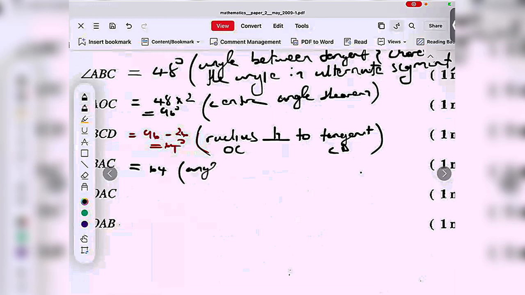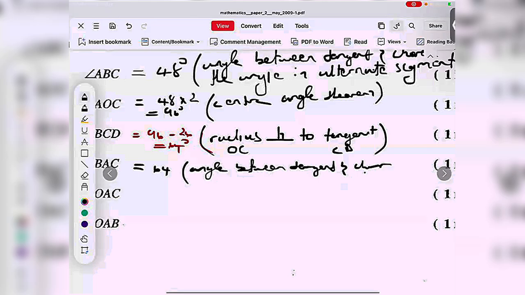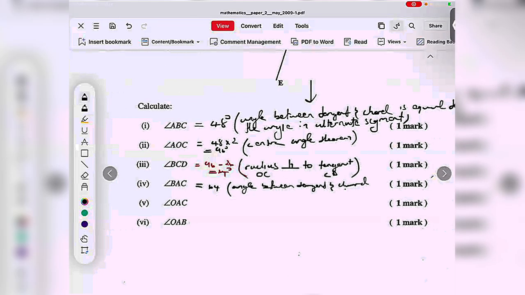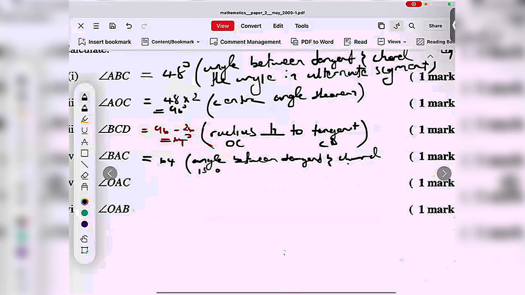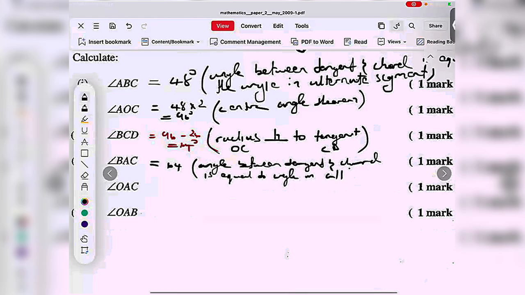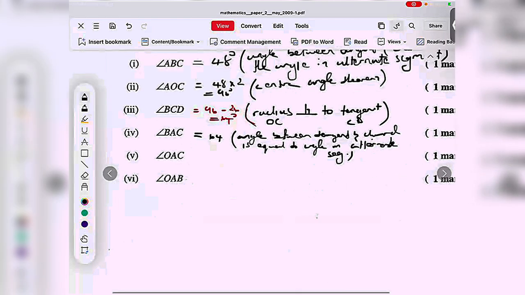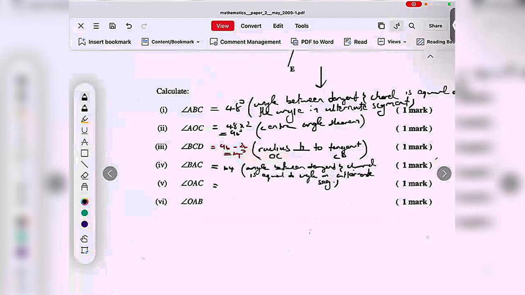We're going to say again: angle between tangent and chord is equal to angle in alternate segment. All right, find a way to summarize that in your own way. Okay, lovely.